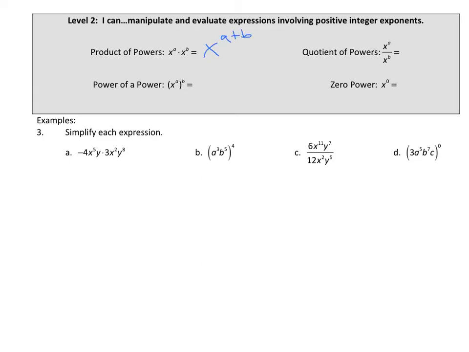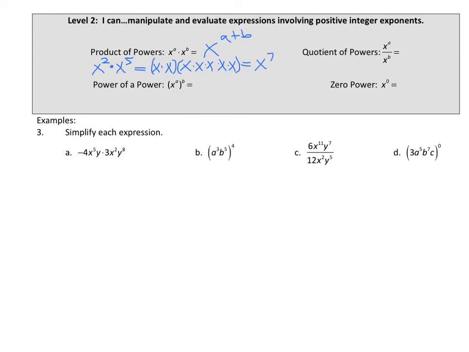An example of why this works, say we did x squared times x to the fifth. What this means is two x's multiplied together times 5 x's multiplied together, 1, 2, 3, 4, 5, and that is a total of 7 x's multiplied together, or x to the 7th. So you can just do this by adding the 2 and the 5, and you get x to the 7th.